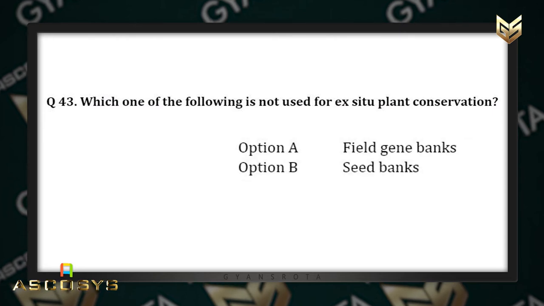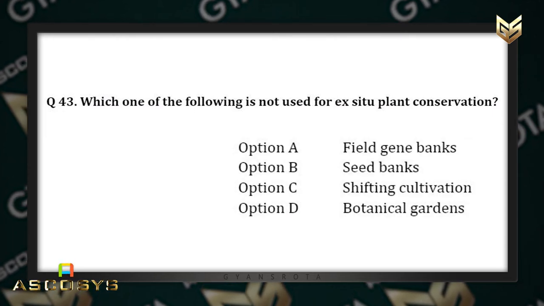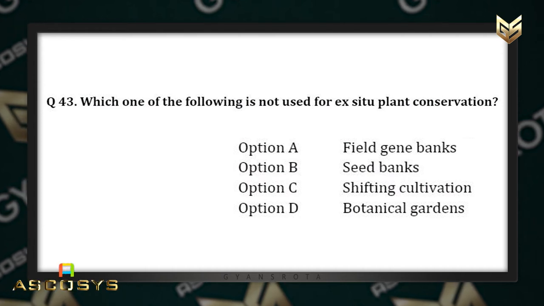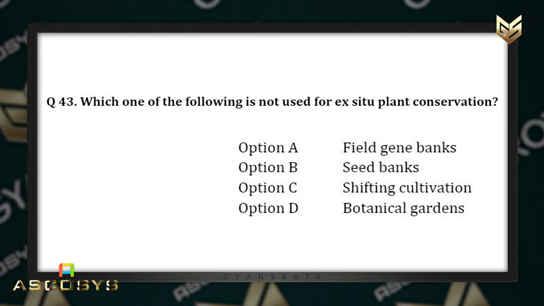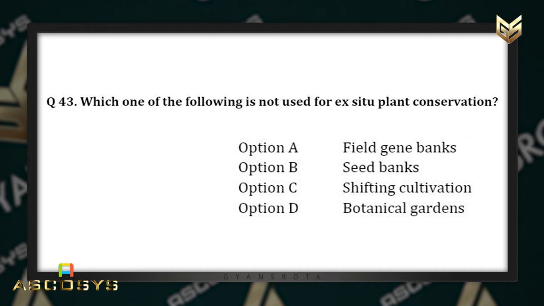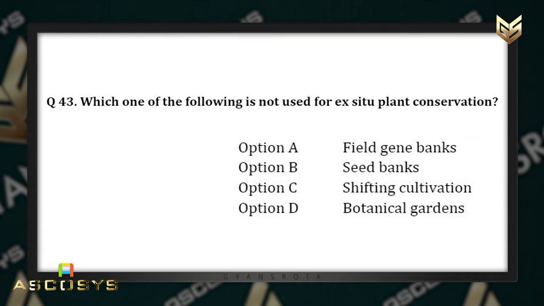All right. Now let's move on to the next question, that is question number 43. Which one of the following is not used for ex situ plant conservation? Option A, field gene bank. Option B, seed bank. Option C, shifting cultivation. Option D, botanical gardens.